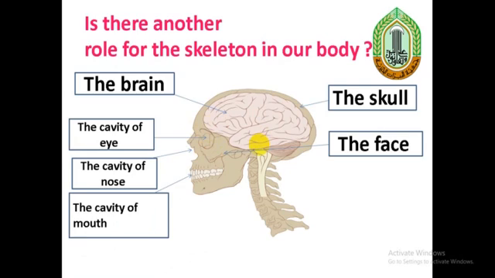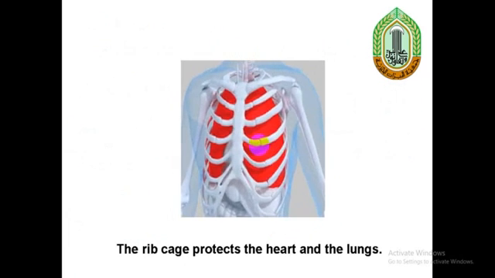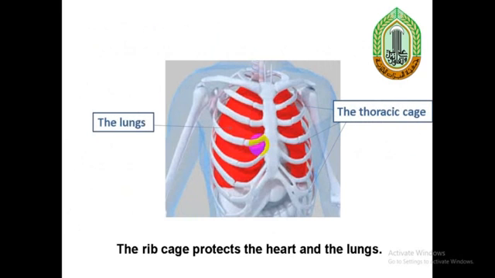I'll give you also another example. Look here at the thoracic cage. What organ is present underneath the thoracic cage? We have the lungs, and also we have the heart. So the rib cage protects the heart and the lungs.